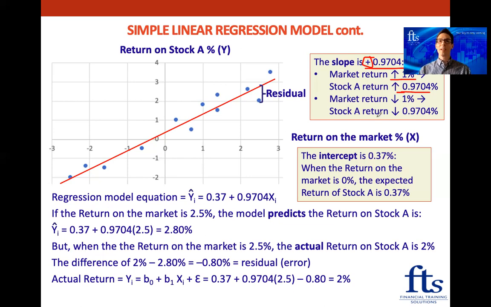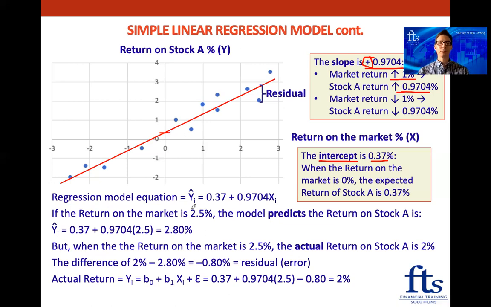Okay, so now we've done the slope. What about the intercept? The intercept we worked out is 0.37%. That is over here. So what is that saying? Remember, the intercept says that when the return on the market is 0%, the expected return on stock A is going to be 0.37%. That is over there, 0.37%.